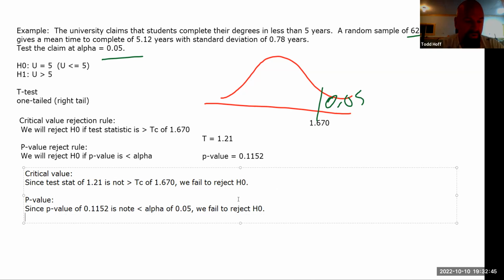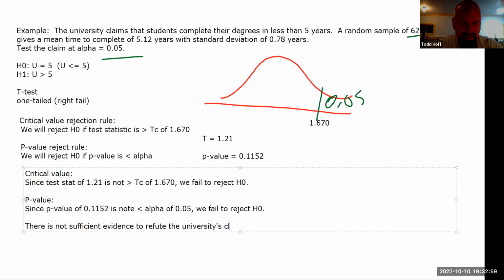So then the overall conclusion here would be that there is not sufficient evidence to refute the university's claim. So we can't say that they're wrong. Now we notice we did not prove their claim. We failed to reject their claim. We did not accept it. We just failed to gather enough evidence against it. So be very careful with your wording on those conclusions.